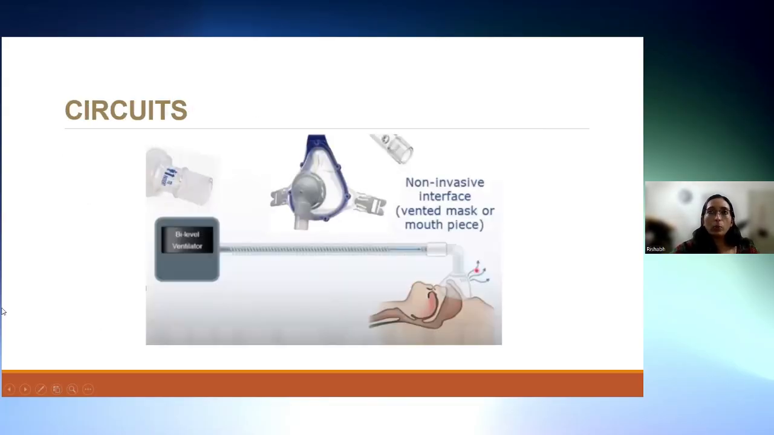There are circuits which are specific for non-invasive ventilation, which could be a single limb circuit or a double limb circuit. The single limb circuits are those where it is connected to a mask, and this mask is the one which is connecting, and it is exhaling through the port.